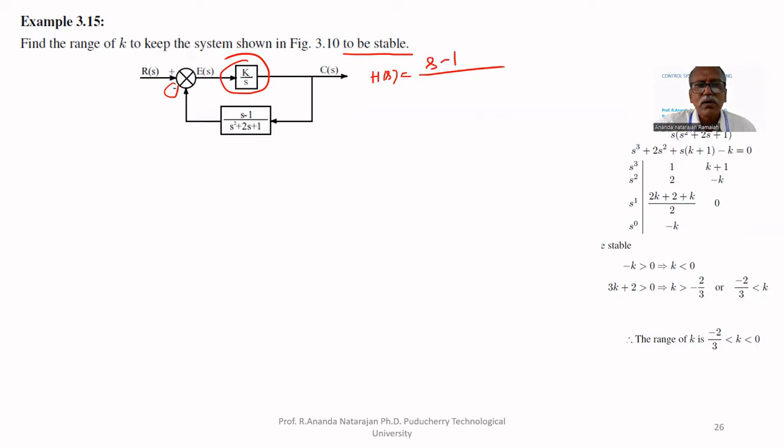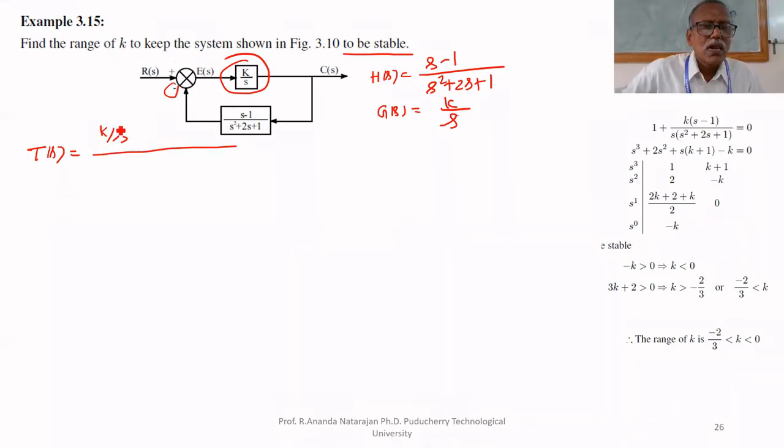H of S equal to S minus 1 upon S square plus 2S plus 1. G of S equal to K upon S. Therefore, closed loop transfer function T of S equal to G of S upon 1 plus G of S H of S, that is K upon S divided by 1 plus K upon S multiplied by S minus 1 upon S square plus 2S plus 1.